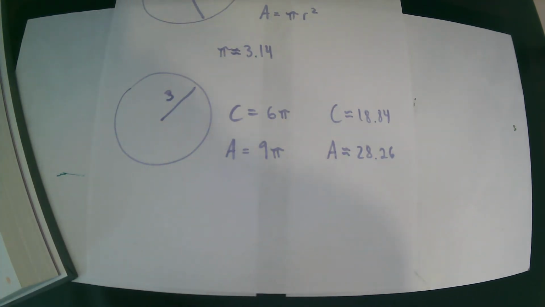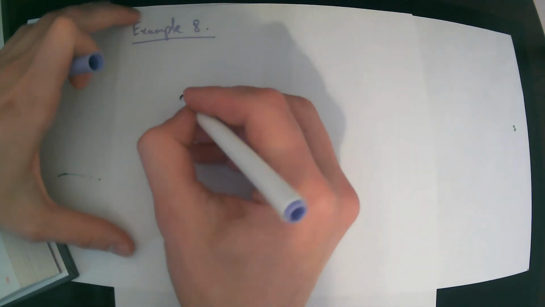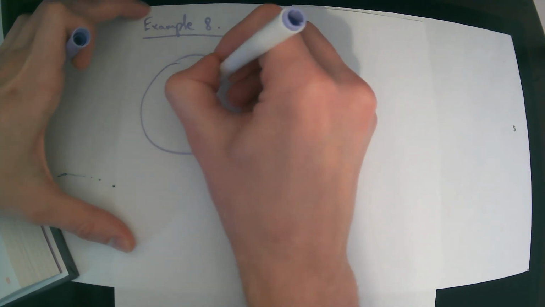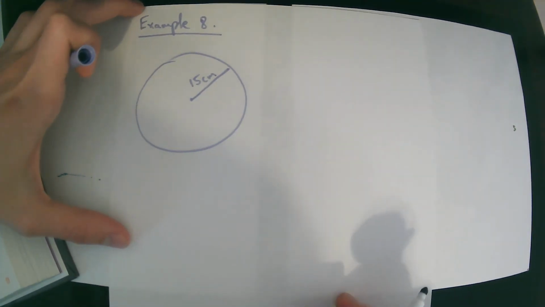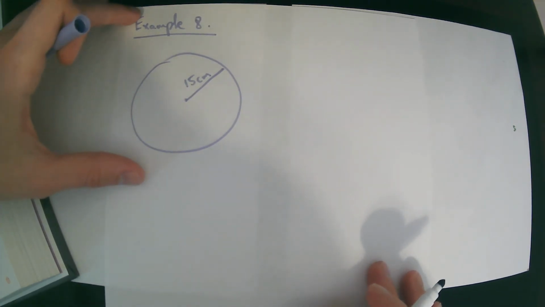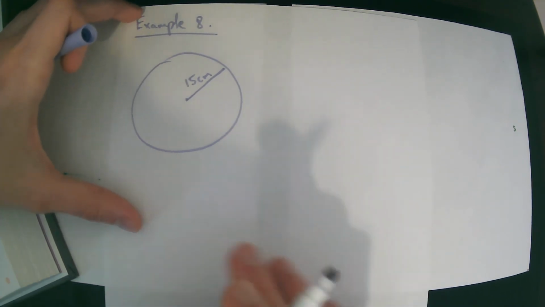Let's do an example. Example 8 says a fish tank has a circular top with a radius of 15 centimeters. Jeff wants to cut a cover for the fish tank out of glass. Find the area and circumference of the cover of the tank.